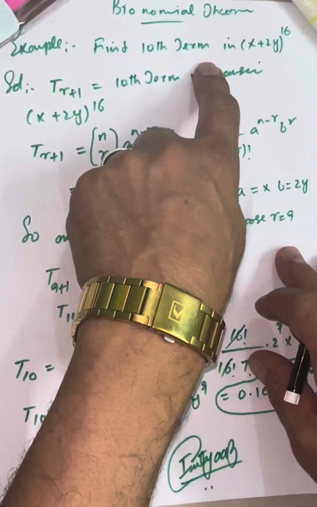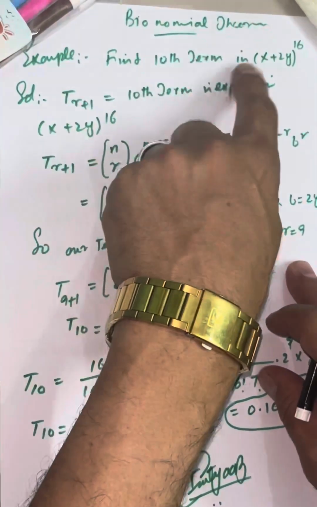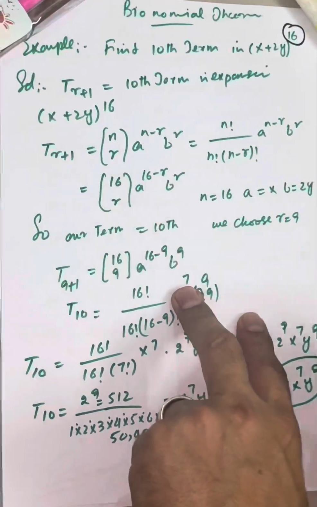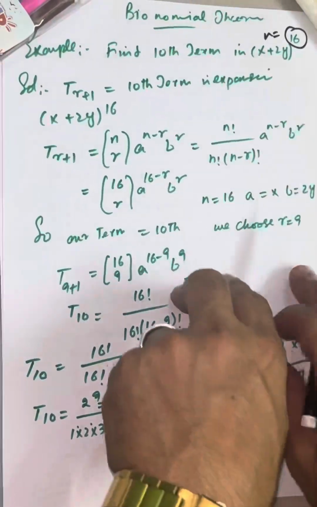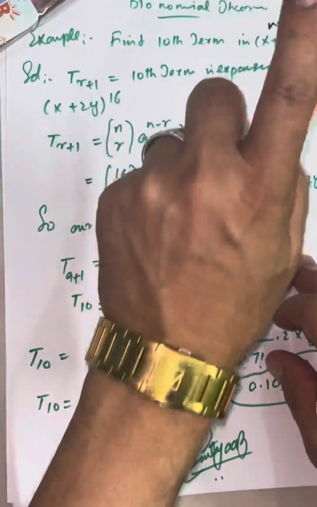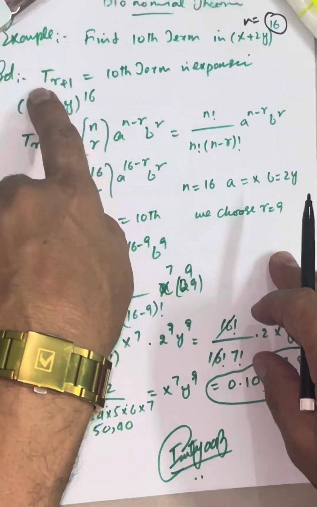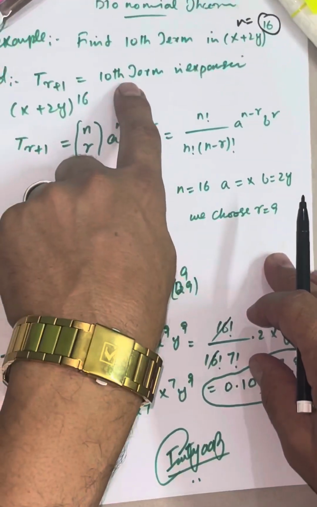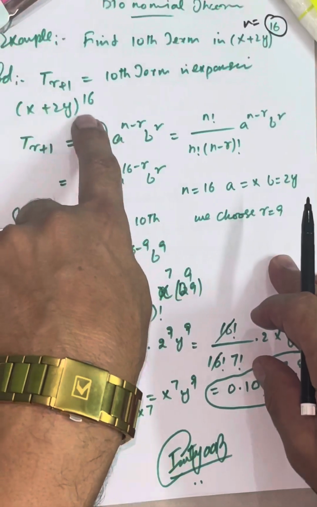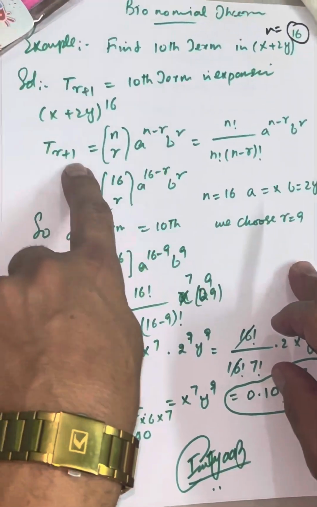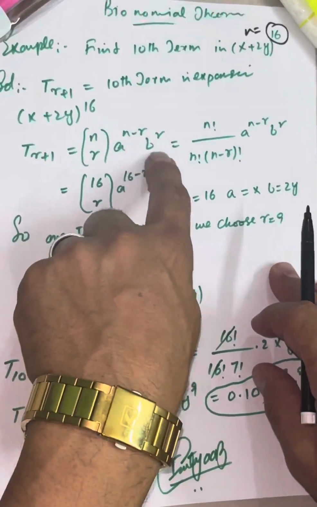Find the 10th term in x plus 2y to the power 16. Here n is equal to 16, and we find the 10th term. This is an exam question. Solution: we have a general term, T r plus 1, for the 10th term in the expansion of x plus 2y to the 16. So we have this equation: T r plus 1 equals n choose r, a to the n minus r, b to the r.